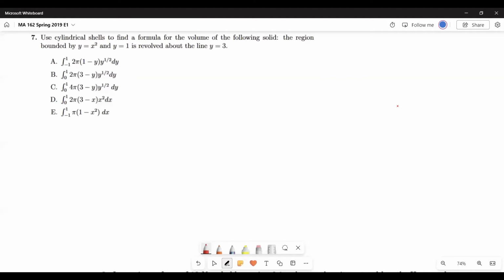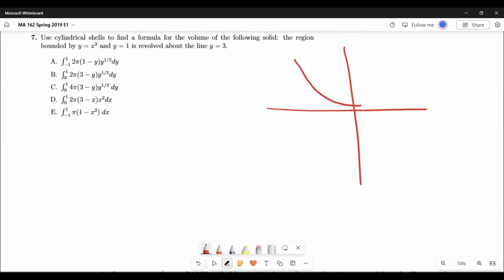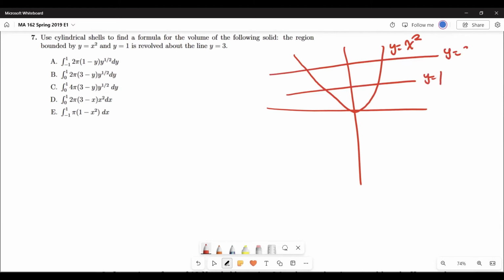Okay, so this question asks to use cylindrical shells to find the formula for the volume of the following solid. Let's draw the region first. y equals x squared. That's looking a little weird. Let's redraw it. y equals x squared, y equals 1, and it's revolving around the line y equals 3, like this.